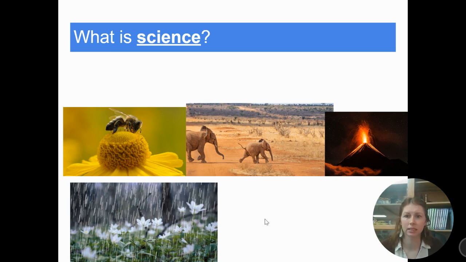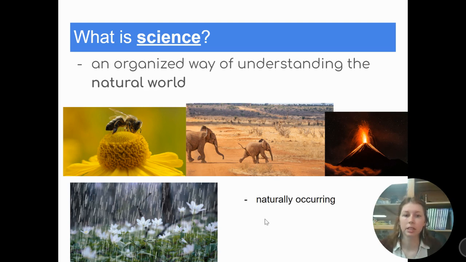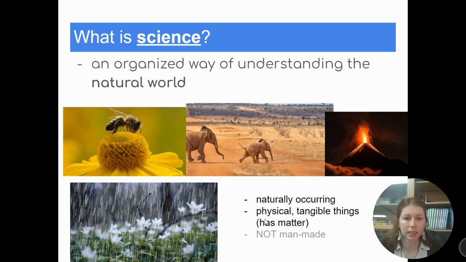So what is science? A lot of people will say science is everything. Science is all around us. But there is a definition, and this is our definition. It is an organized way of understanding the natural world. So what is the natural world? It means it must be naturally occurring. So it is physical, tangible, has matter, stuff that we can measure, things that we can see and that we can experience with our different senses. It cannot be man-made. So science doesn't study man-made things, it studies naturally occurring things.